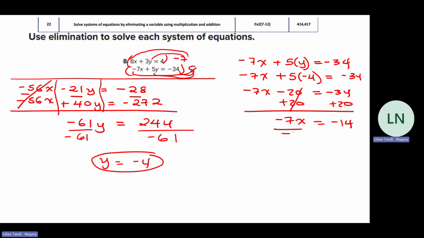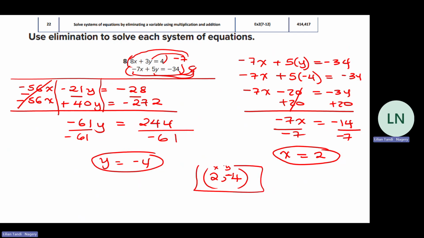Okay? Divide by negative 7, divide by negative 7. X is negative 2. No, x is 2, because a negative divided by a negative is a positive. Okay? Then your answer is 2, negative 4, in parentheses, x, y. Box it. Make sure you check your work to see if your answer is correct. Okay? Lazim, you check.